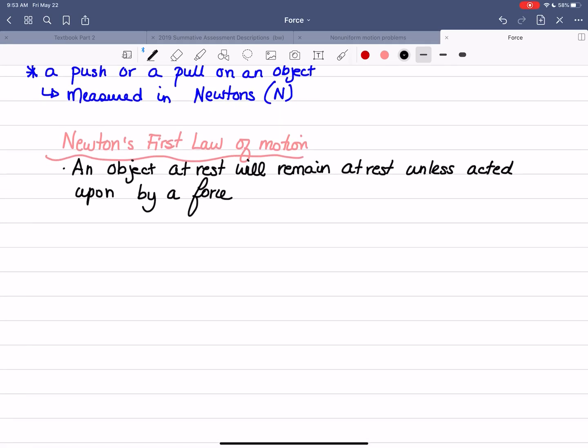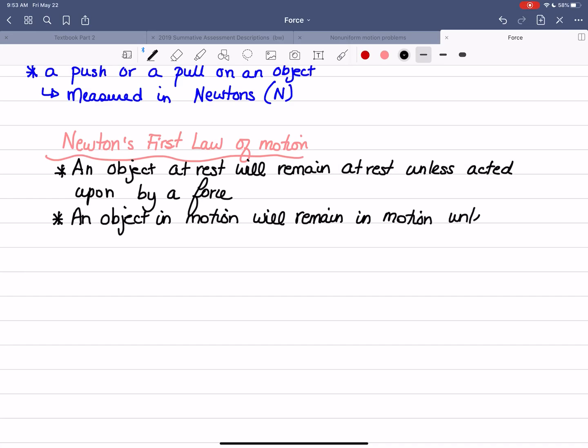And then the second part to this is an object in motion will remain in motion, again unless acted upon by a force. And we see that, right?